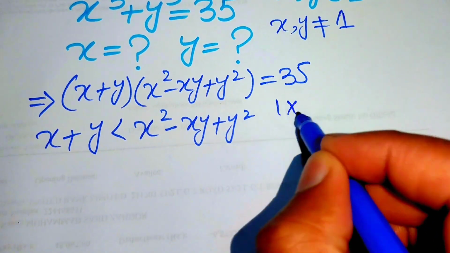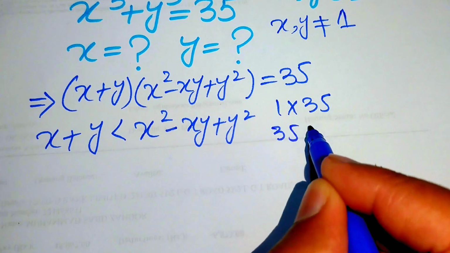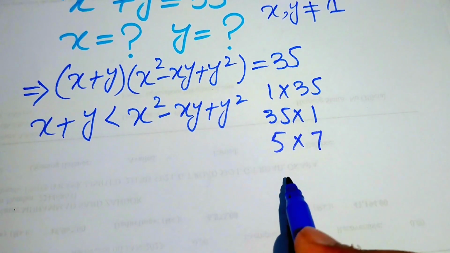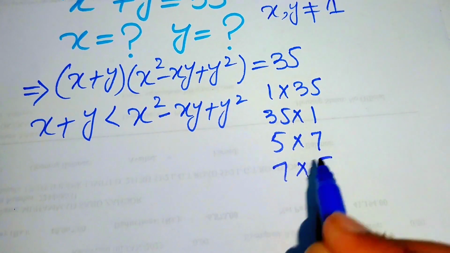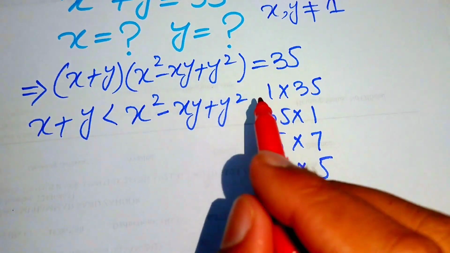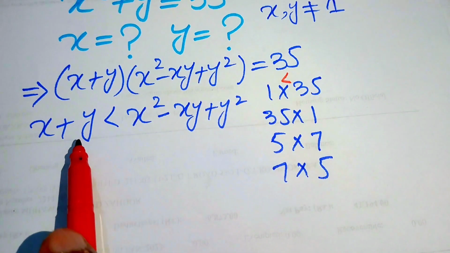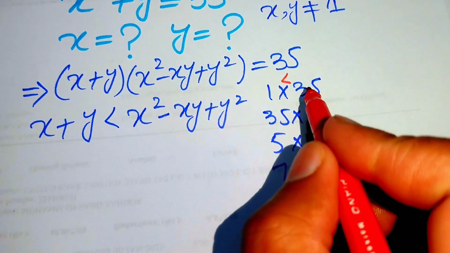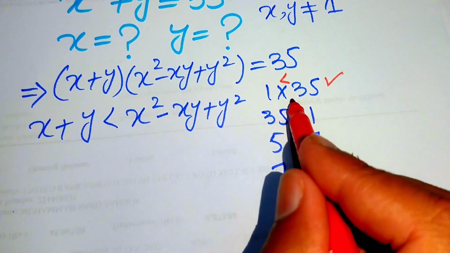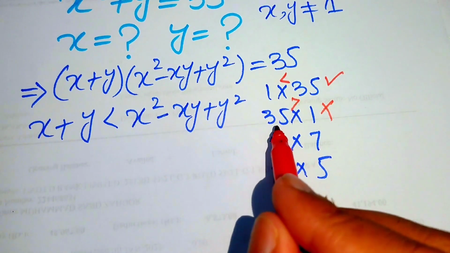So we have 1 times 35 becomes 35, and 35 times 1 is also 35, and 5 times 7 becomes 35, and 7 times 5 also becomes 35. Here you make the relation between 1 and 35, and you know that 1 is less than 35. So our first factor is less than the second, so it fulfills this condition and we choose this pair. And 35 is greater than 1, so our first factor is greater than the second, so it cannot fulfill this condition, so we reject this.